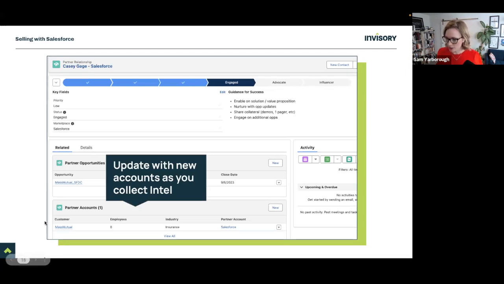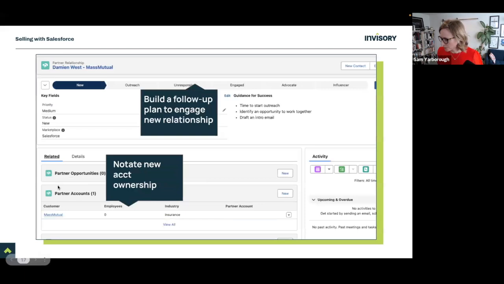For example, like we talked about, Mass Mutual, we now know there's a new account executive on there. Casey Gage is no longer on the account. As you can see here, we also have a life cycle for Casey. He's engaged. We worked with him on Mass Mutual last year. This is a perfect person to reach out to and say, who's in your patch now? How can we help? Similarly, Damian West is now the new account executive on the account. I don't know him yet, meaning he's a new relationship in our system, and I need to build a follow-up plan according to where that relationship sits.